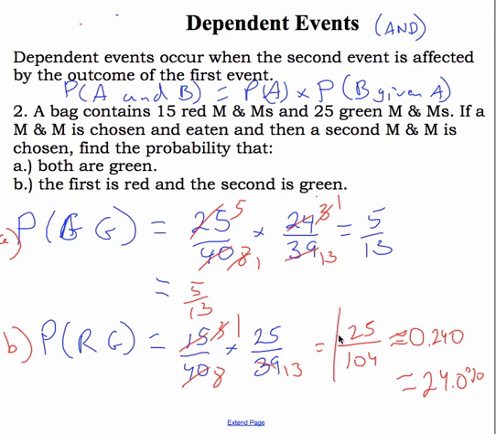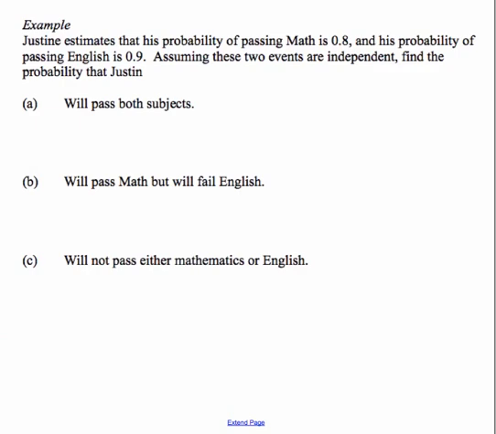Or just leave it as a fraction, I guess, the probability. Okay, some more examples. Justine estimates the probability of passing the math exam is 0.8, like 80%, and the probability of passing English is 0.9. Assuming these two events are independent, find the probability that Justine will pass both of them. So that's like "and". That means we're going to be multiplying. So the probability she passes both of them is going to be 0.8 times 0.9, which is 0.72, so exactly 72%, assuming it is correct.